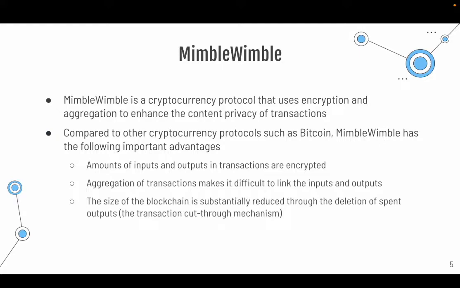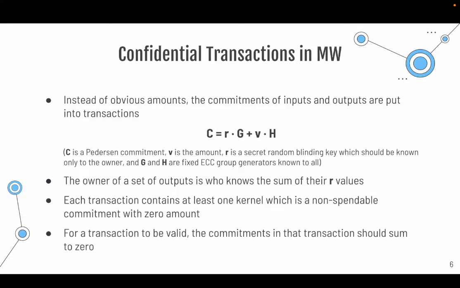And MimbleWimble uses a cut-through mechanism, which causes the size of the blockchain to be substantially reduced because of the deletion of spent outputs. And by that, MimbleWimble achieves great scalability, which is one of its most important features.